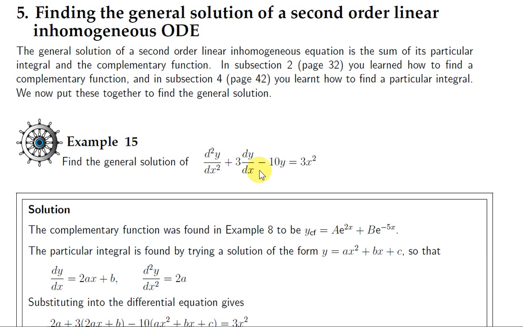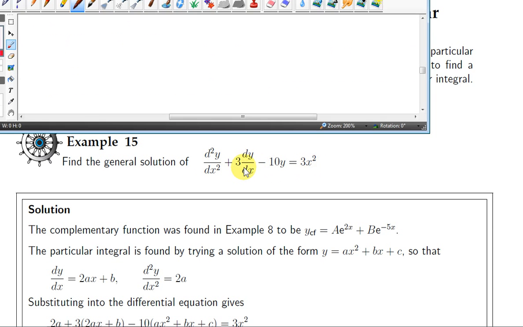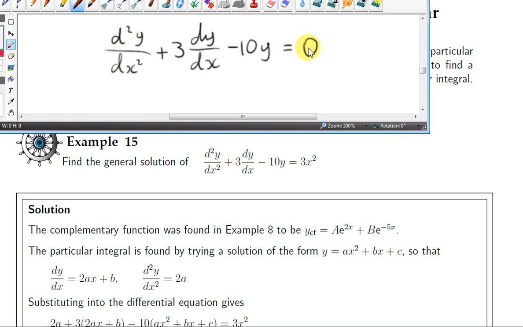Now, in the last section we found particular integrals or particular solutions of non-homogeneous differential equations. In this section we're going to get general solutions of non-homogeneous differential equations. To do that, we're going to get the complementary function for this differential equation. Now, all that is the solution of the corresponding homogeneous differential equation. So the homogeneous differential equation has 0 on the right hand side. So the left hand side is the same, of course, but the right hand side is 0.